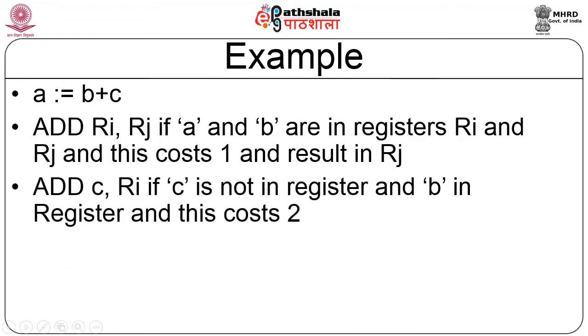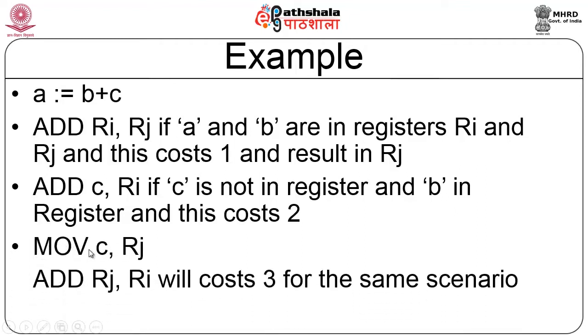And then you have an instruction of the form add C comma Ri, where C is not in a register, but B is in register Ri, and this is going to cost us 2. Why? Because we have already said that whenever memory is involved, that is going to cost one more additional unit. So accessing C is going to cost us 1 unit, and add itself is going to cost us 1 unit. Just for simplicity we will assume that, and therefore this is going to cost us 2 units. Then the third thing is, you have a move C comma Rj, and then add Rj comma Ri.